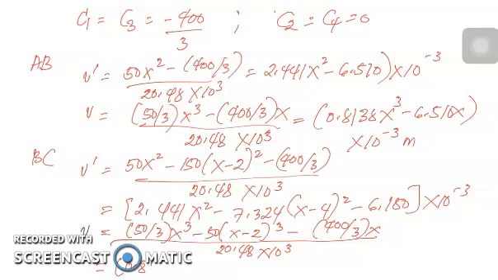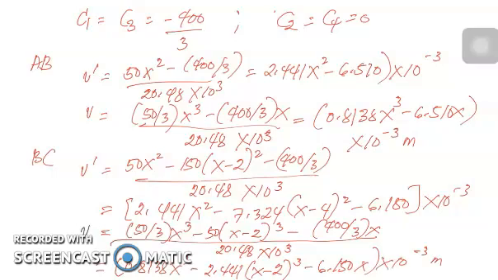0.8138 x cubed minus 2.441 times x minus 2 raised to the third minus 6.150x times 10 to the negative 3 meters.